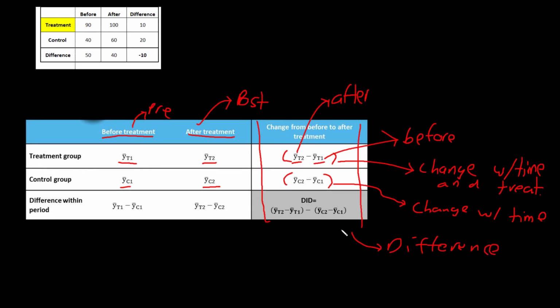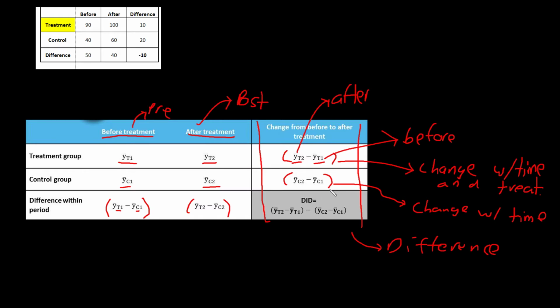Okay, cool. So what we now have on this bottom row is the difference within the period. This is the difference between the treatment and the control group. T is just treatment, C is just control in that period, so before. So this is the gap between the treatment and control before the treatment. This is the gap between treatment and control after the treatment.